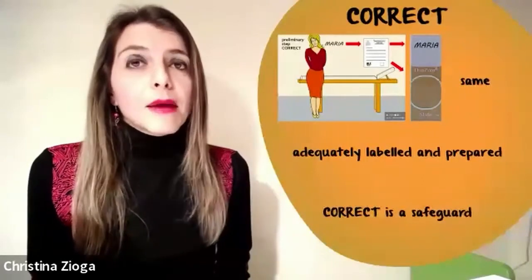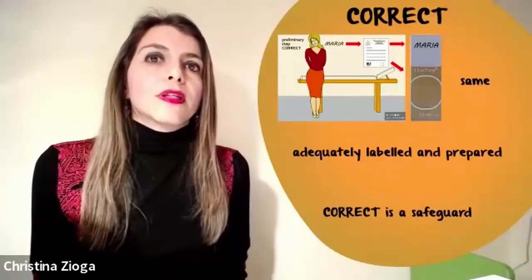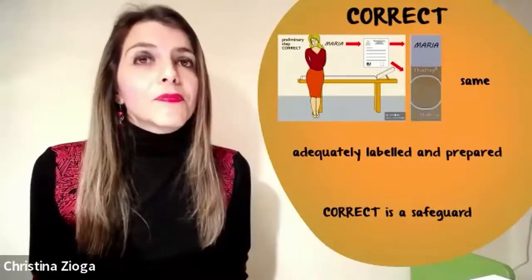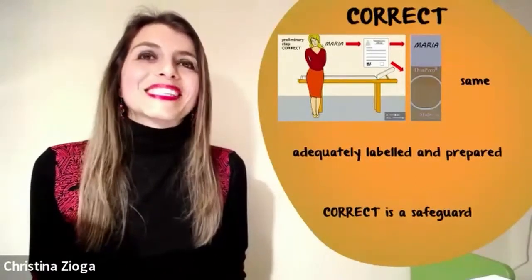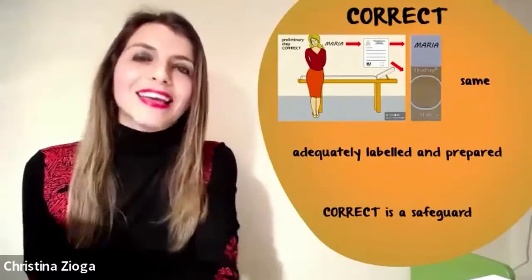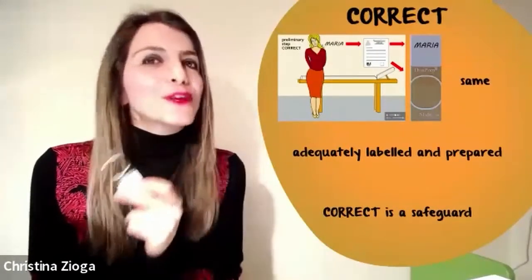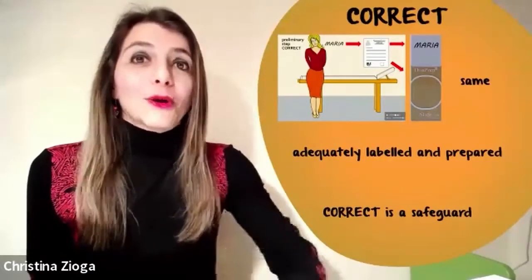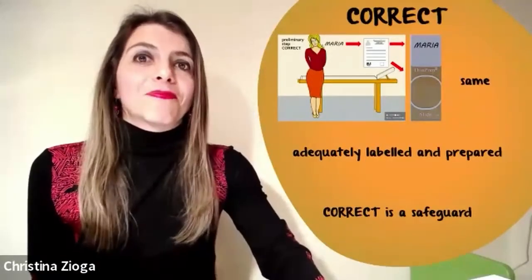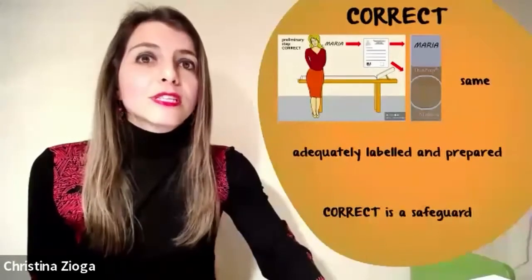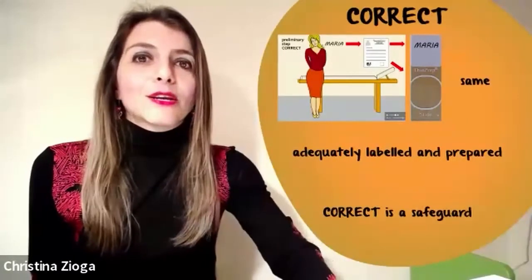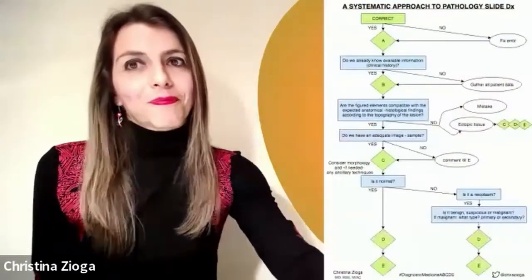In the correct step, we also make sure that our slide is adequately labeled and prepared, because sometimes those slides just refuse to be dyed and cover slipped correctly. Correct step is a safeguard. It protects our diagnosis from pre-analytical errors, like making a diagnosis for a wrong patient.